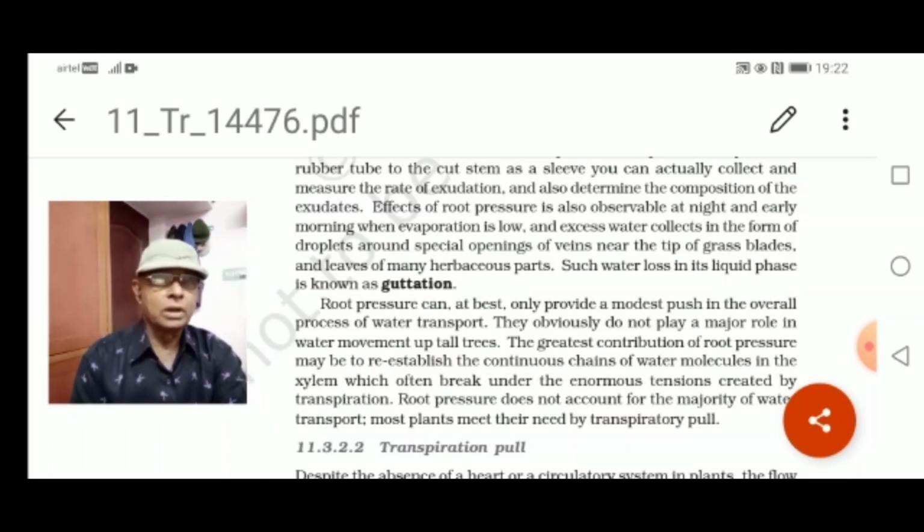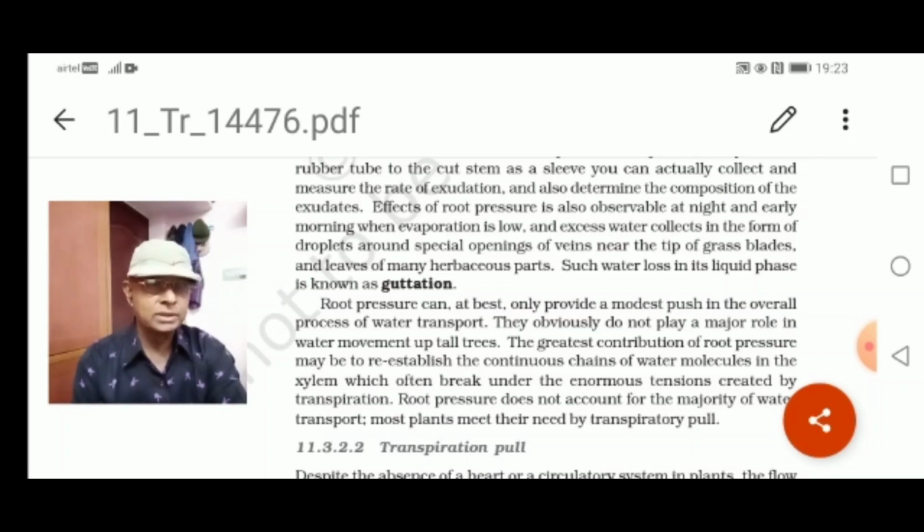The continuous chain of water molecules in the xylem often breaks under the enormous tension created by transpiration. Root pressure does not account for the majority of the water transport. In most plants, water transport mainly takes place by transpirational pull.